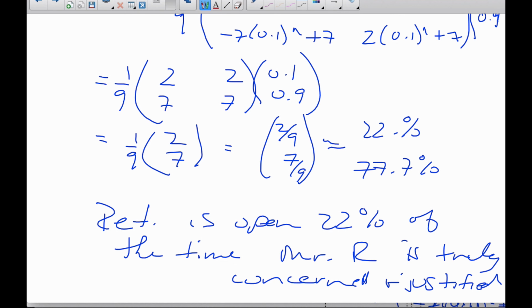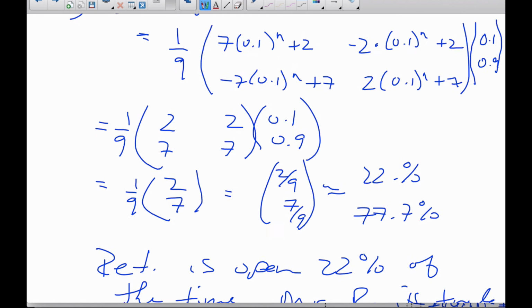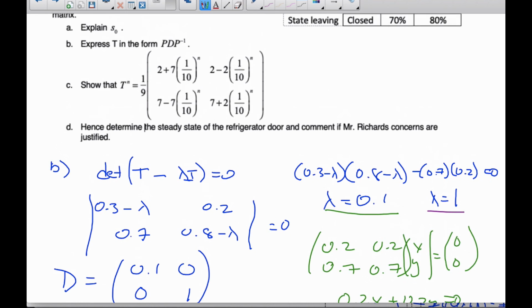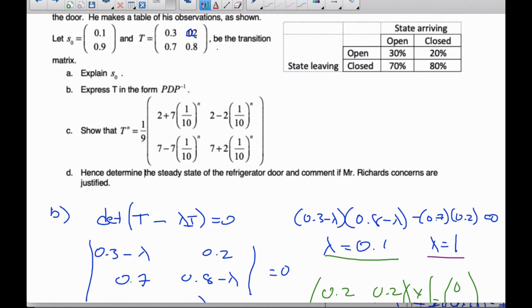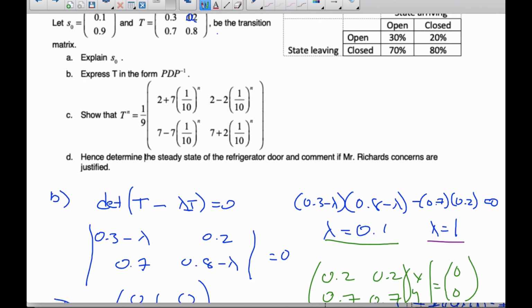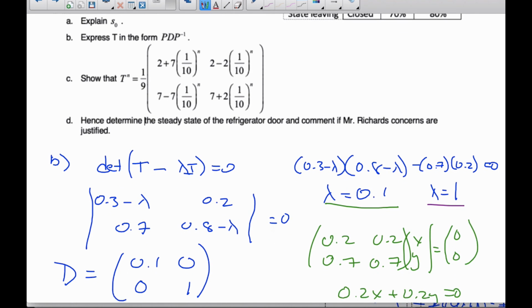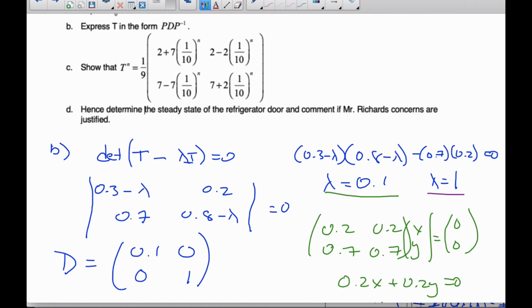All right, so there is a lot there. It uses much of our matrices information with steady state matrices, diagonalization. We found our S naught. We found our eigenvectors and eigenvalues. We used them to find D to the power n and actually compute T to the power n. And we used that value to calculate if Mr. Richards was concerned if they were justified.